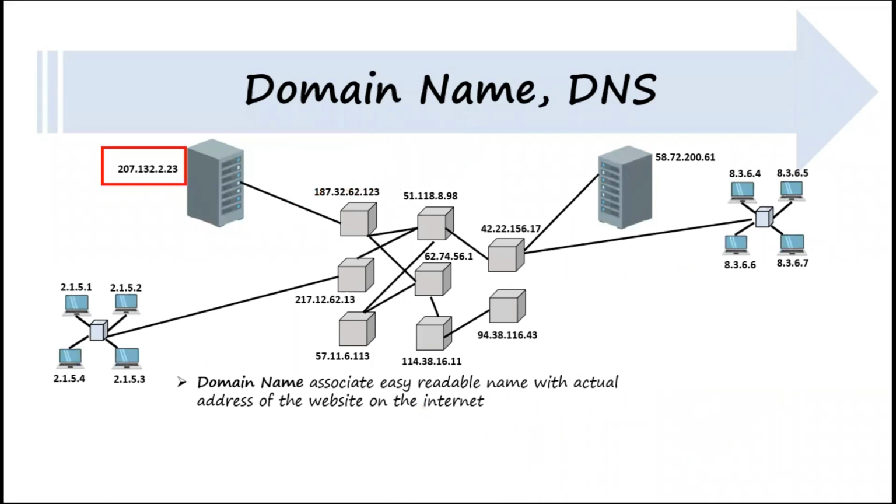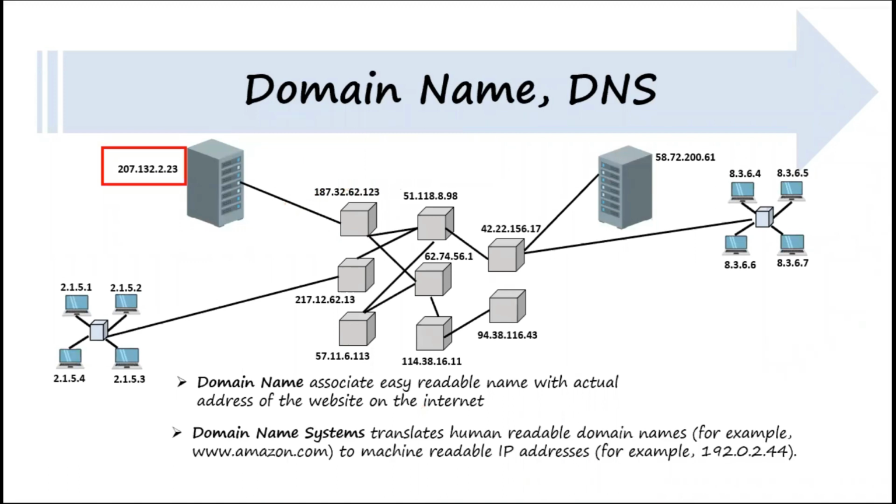What a domain name does is associate an easily readable name with the actual address of the website on the internet. What domain name systems are doing for us is associating the readable names with the IP addresses. They translate human readable names, for example Amazon.com, to machine readable names, that is IP addresses. So we understood how this works, right?